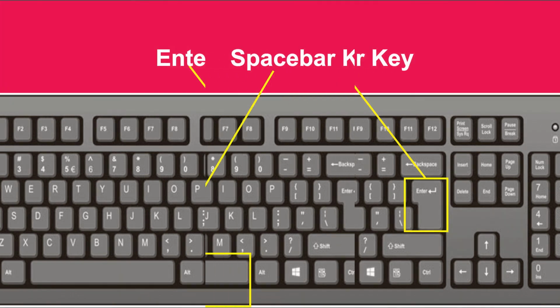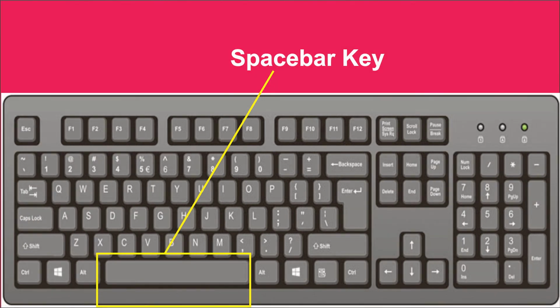Then we have a spacebar key, the longest key on the keyboard. Which is the longest key on the keyboard? Spacebar key. So why is this key used? This key is used to keep a space between two words. What is a keyboard? Between what and is there is a space. So how to put the space? After what, we just press spacebar and we keep a space between two words.